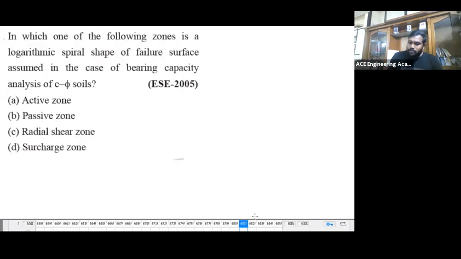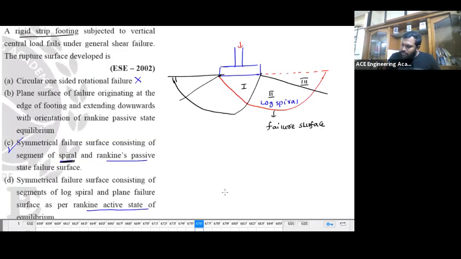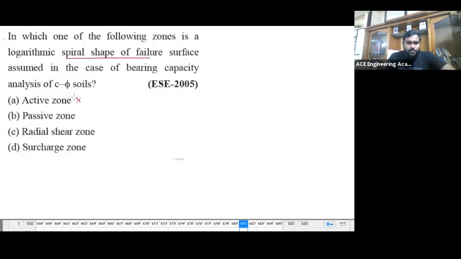And last, which one of the following zones is the logarithmic spiral shape of the failure surface? Which one of the following zones is a logarithmic shape? Just now, one of the questions I mentioned to you. Yes, the radial shear zone is a log spiral. I told you, right? Active zone, there is no active zone. Passive zone is not log spiral. The radial shear zone is going to be the log spiral zone. Okay.